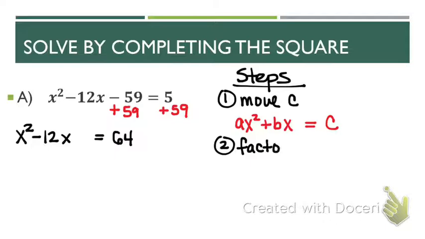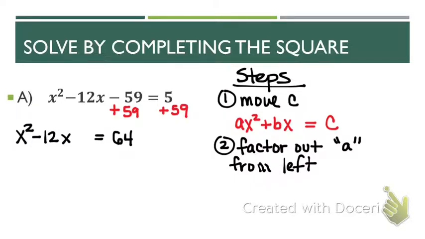Step 2 is to factor out A from A and B, or say from the left. What is A in this equation? 1. So for these first 2 examples, these are the easy ones. We can really disregard step 2 because A is 1, so we don't have anything to factor out.